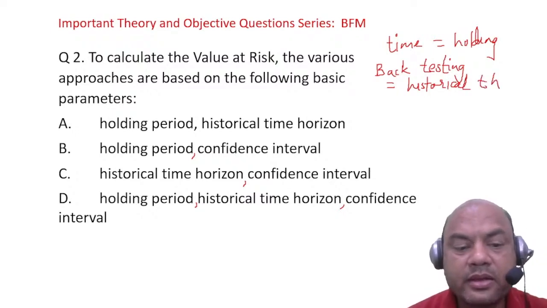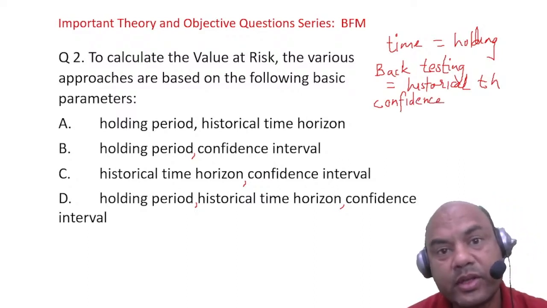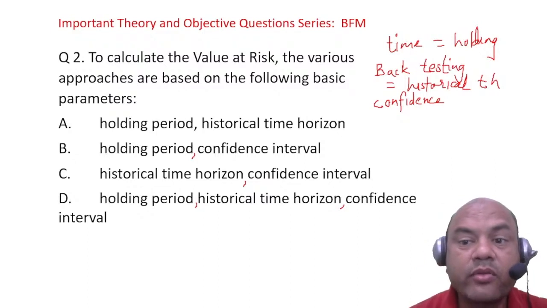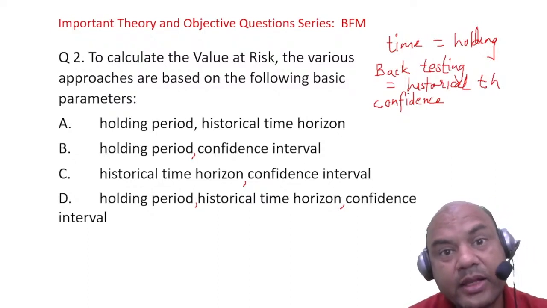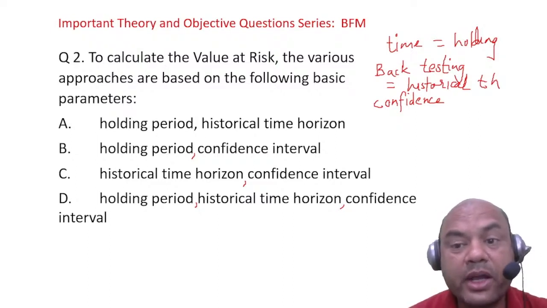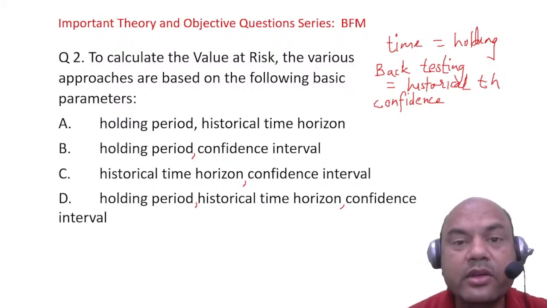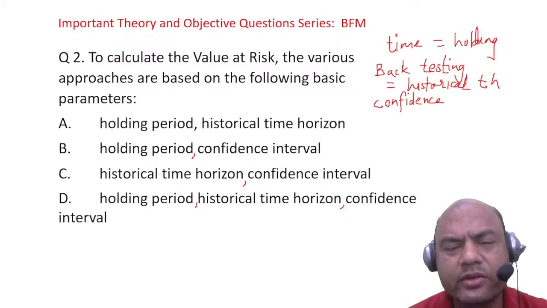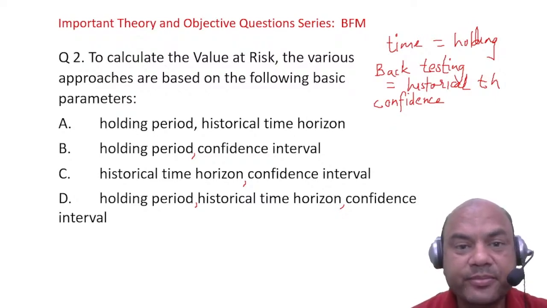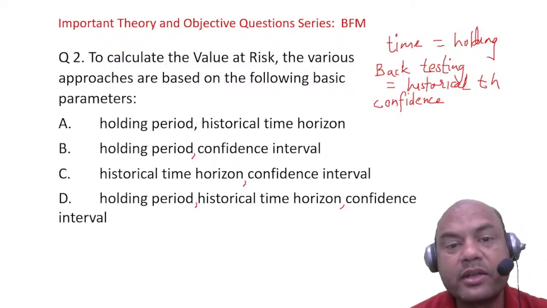Then confidence interval. What is confidence interval? It consists of three parts: one is confidence level, then there is a mean, and then there is a variance. Depending on that, the value at risk changes. You might have heard of these three confidence levels: 68%, 95% and 99.7%. These are the important parameters while calculating the value at risk.